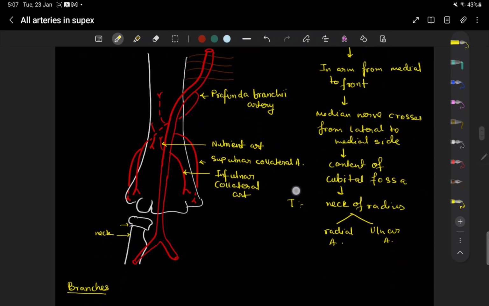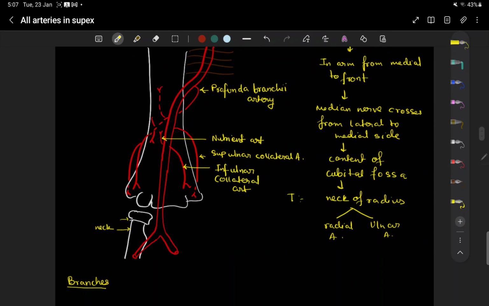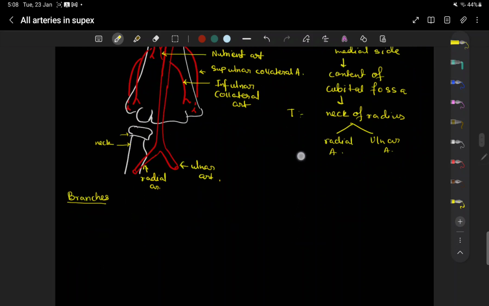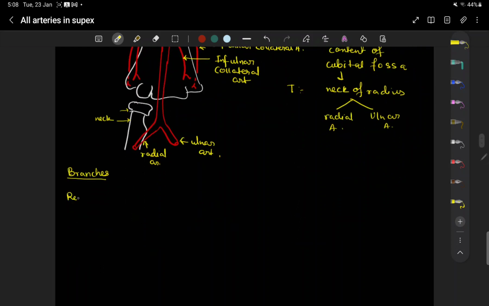Okay. And we also have various muscular branches, which will supply the muscles present in the arm, and the terminating branches are the radial and the ulnar artery. Okay, so the branches are done. Next we will move on to the relations.